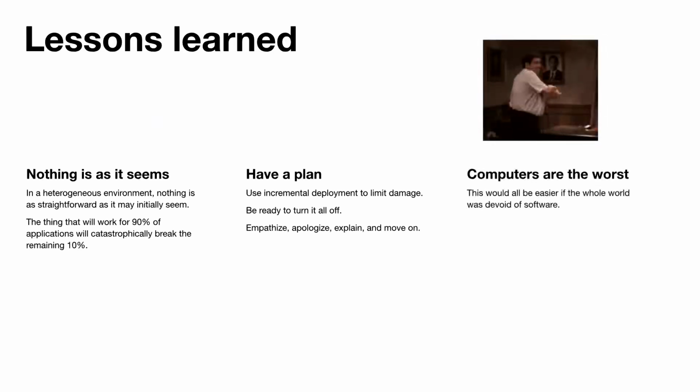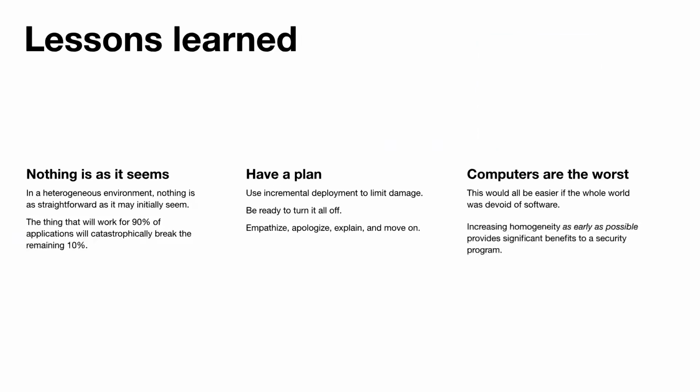And so finally, what you see up here is that computers are the absolute worst. This would have been easier if the whole world was devoid of software. Of course, we imagine sort of breaking our computers, burning us to the ground. When we stepped back and reflected on these feelings, we realized that this all would have just been a lot easier in a less heterogeneous environment.